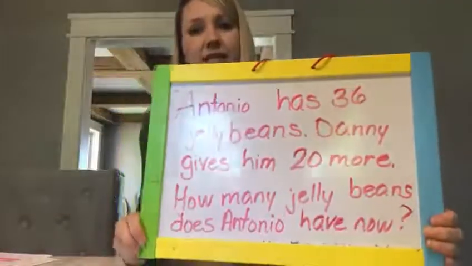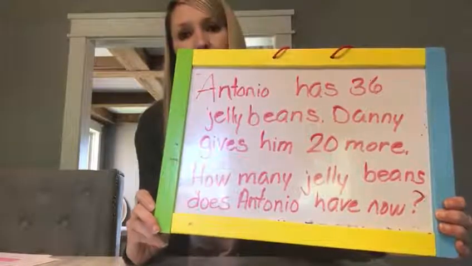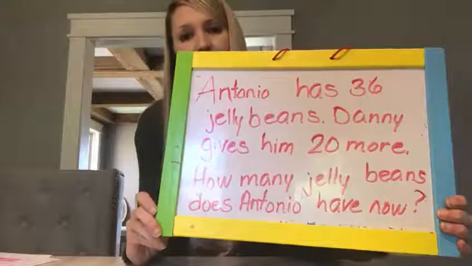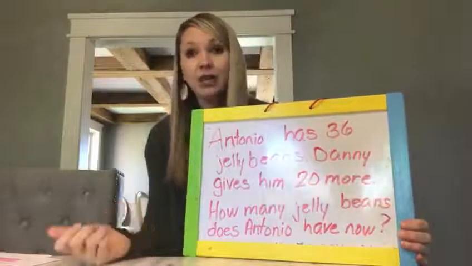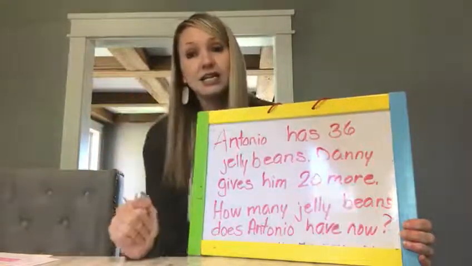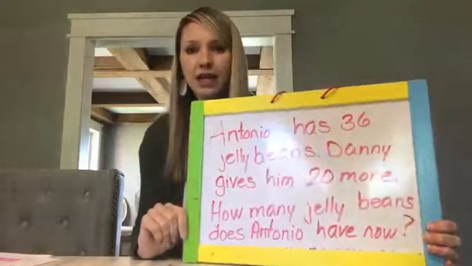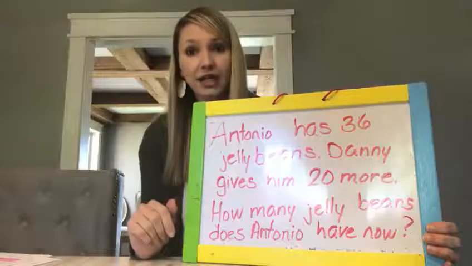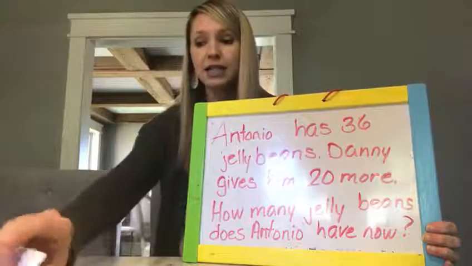All right, so I have a problem that we're going to work on. This is a word problem here. It says Antonio has 36 jelly beans. Danny gives him 20 more. How many jelly beans does Antonio have now? All right, well, we're going to do a beginning, middle, and end. So usually when you guys read a book, your teacher might have you do beginning, middle, and end. So we're going to do beginning, middle, and end with this word problem. So what happens in the very beginning of this word problem? In the very beginning, Antonio gets what? 36 jelly beans. So that's what happens in the beginning.